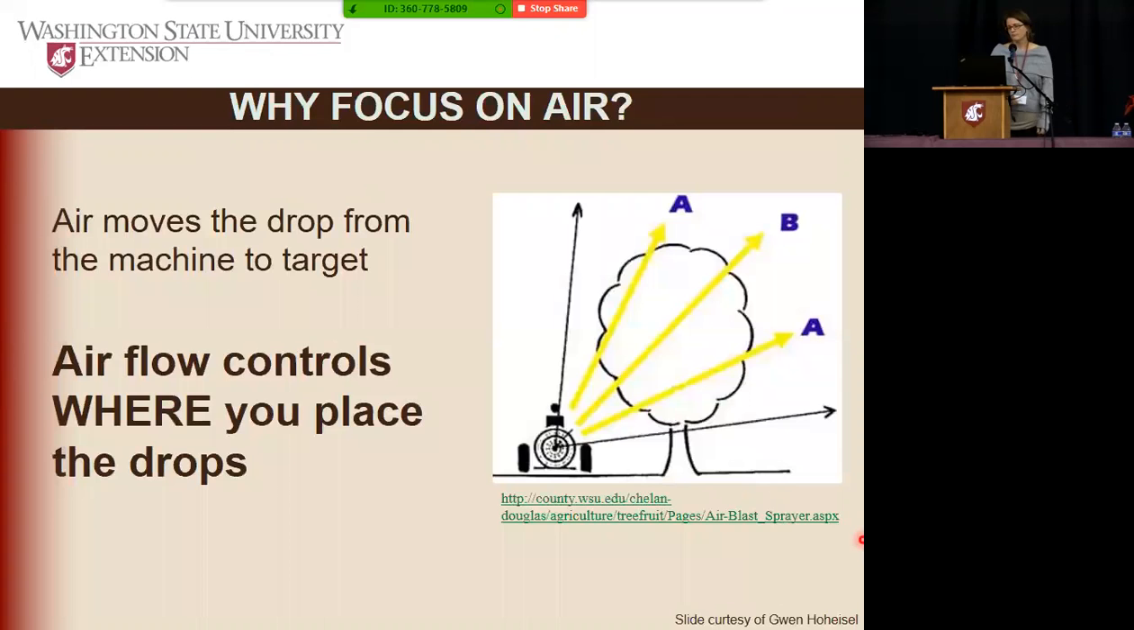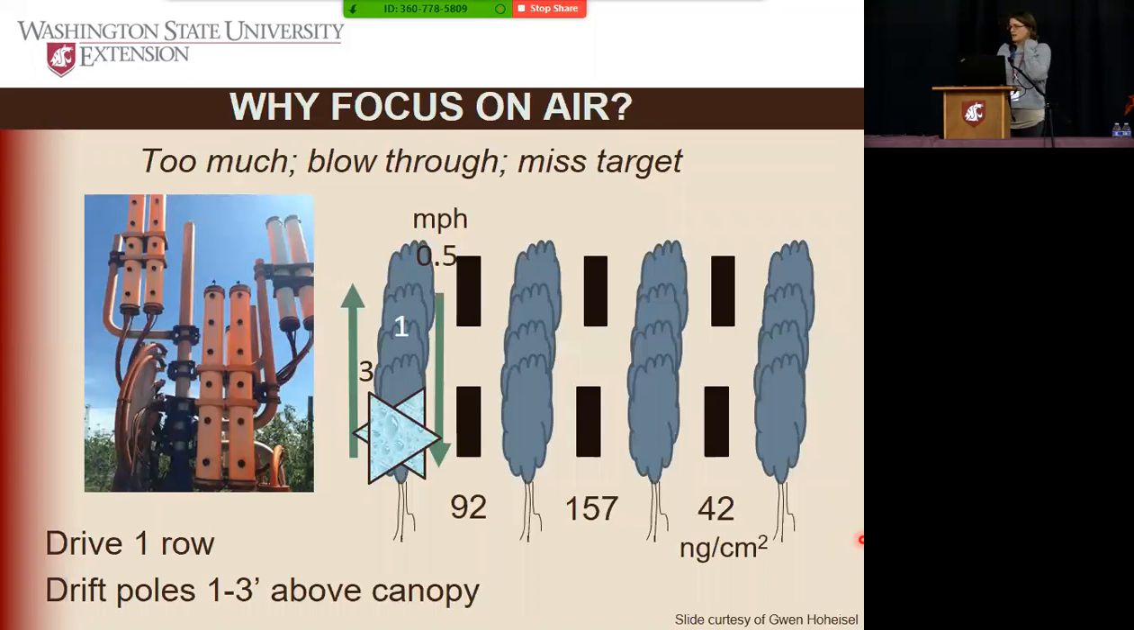Okay, so the purpose of air is basically to move the droplets from the machine to the target, right? This is an old picture from an old air blast, a WSU Extension publication, actually. When air blast came long ago, this is what we were to do, blast that up into the trees, right? But air flow controls where you place the droplet. So wherever air goes, that's where your pesticides go, right? So if we can monitor it, then we know what's happening.